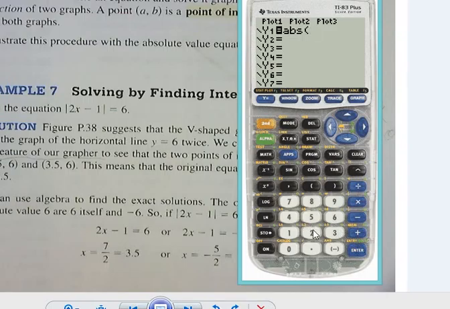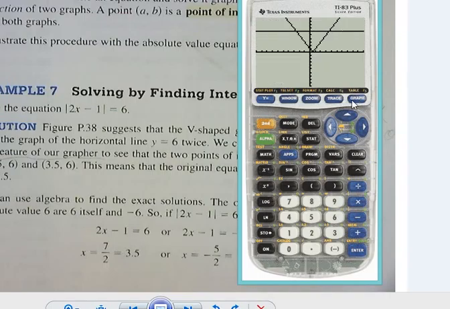What goes in the brackets? 2x minus 1. And that's the left-hand side of the expression, right? That's the stuff right here. Okay? So now for my next equation, I'm going to plug in y equals 6. So we have the left-hand side of the expression here, the right-hand side of the expression here, and then we're going to hit graph. Now we'll probably have to adjust the window or zoom, oh, we didn't have to. We got lucky.